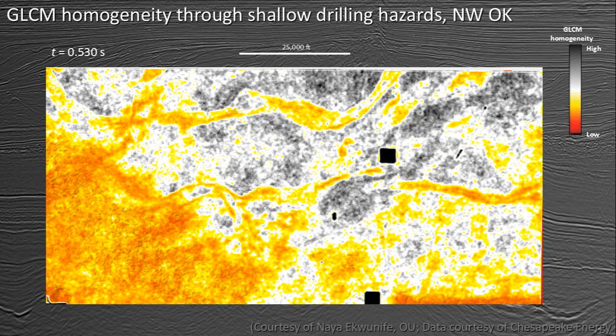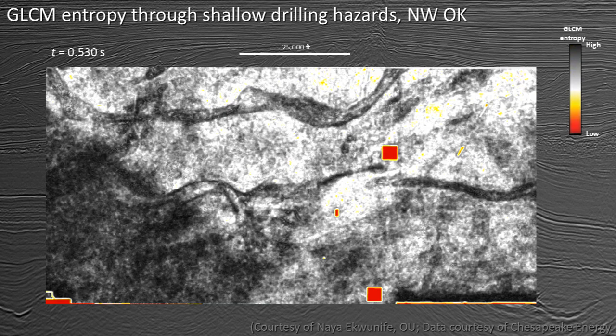You can also use texture attributes. Here we're using the gray level covariance matrix (GLCM) homogeneity to identify these fluvial systems, which are shallow drilling hazards. And now we're looking at another GLCM attribute, entropy this time, which also allows you to image those fluvial systems.